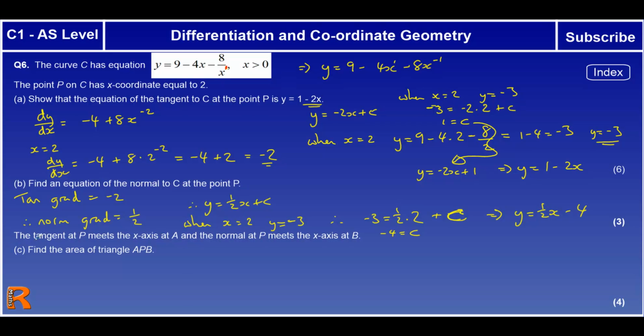Okay, so the tangent at P meets the x-axis at A, and the normal at P meets the x-axis at B. Find the area of the triangle APB. So when x equals 2, actually, it's -3, isn't it? Okay, when x equals 2, y is -3. That's the point P.